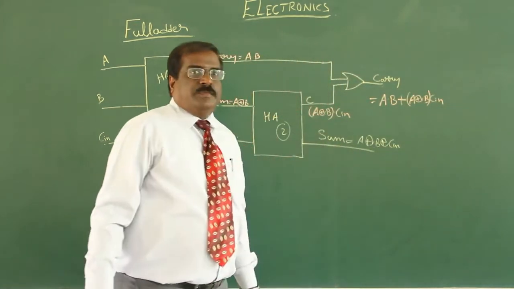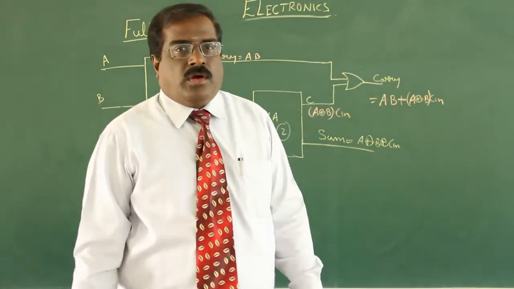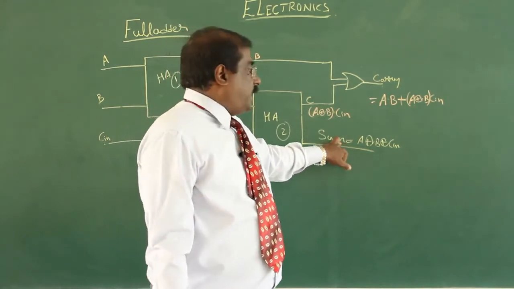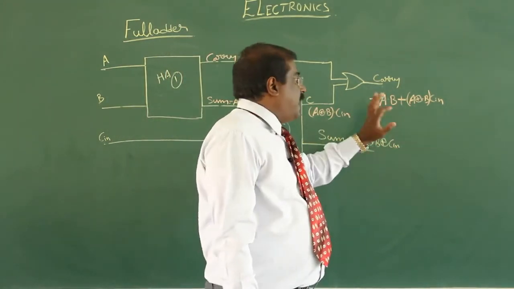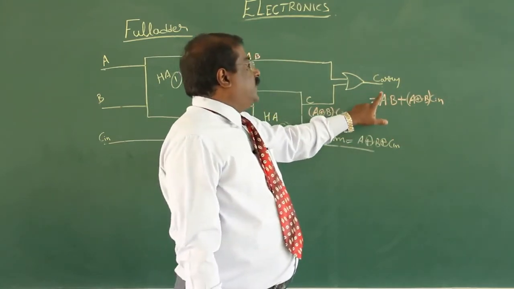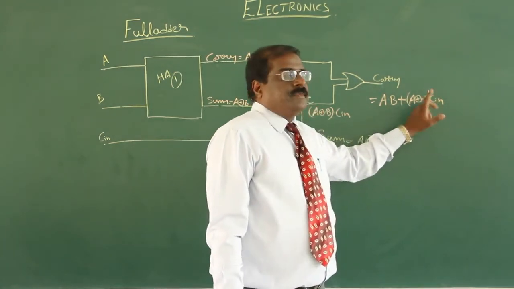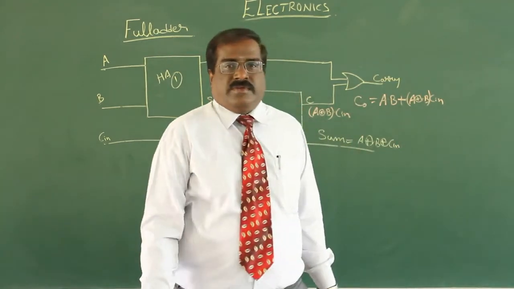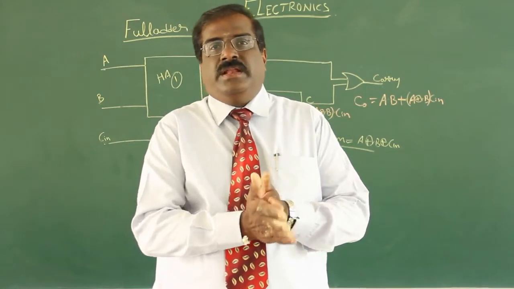So the carry expression and the sum expression will carry 1 mark. Write the expression for the sum of a full adder. That is a 1 mark question: A XOR B XOR C in. In the same case, write the carry expression of a full adder: A dot B plus (A XOR B) dot C in. So be careful, this one will get the 1 mark question. Write the Boolean expression of a carry.